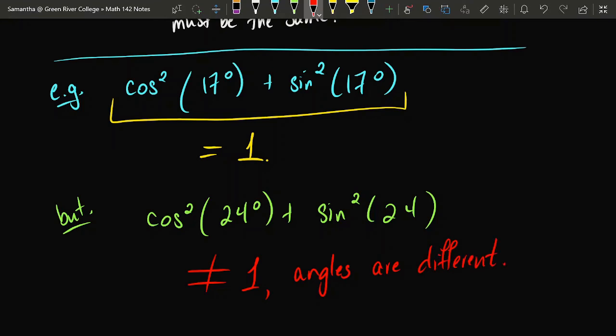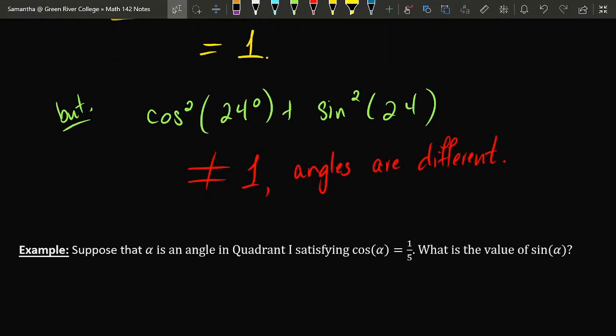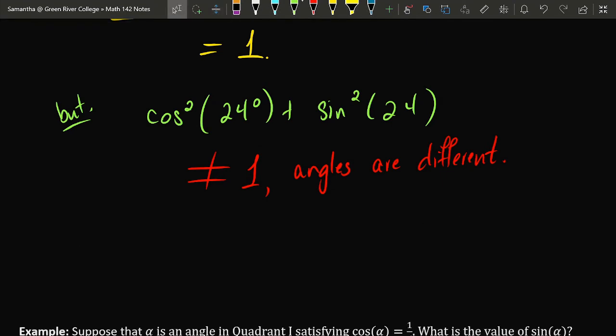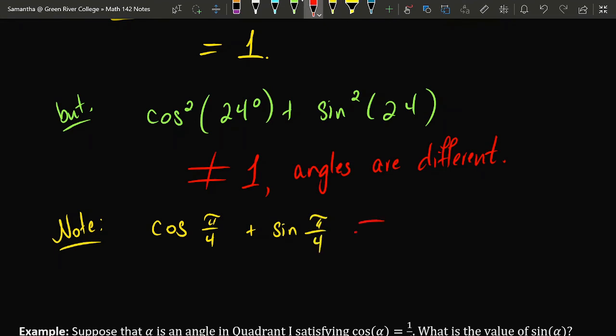This is equal to some monstrous number, but you would probably need a calculator in order to figure out what value that was. As another non-example, if your cosine and sine don't have the squares, for example, if you had a cosine of, let's say, pi over 4 as an example, plus sine of pi over 4, then this is not going to be equal to 1 either. You need the squares in order to use that identity.